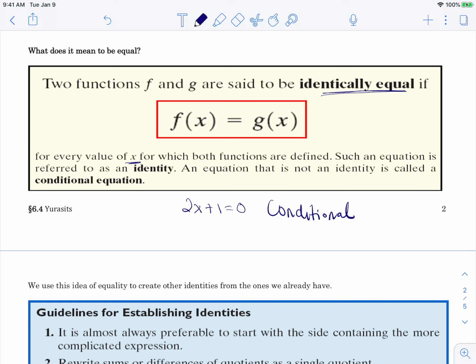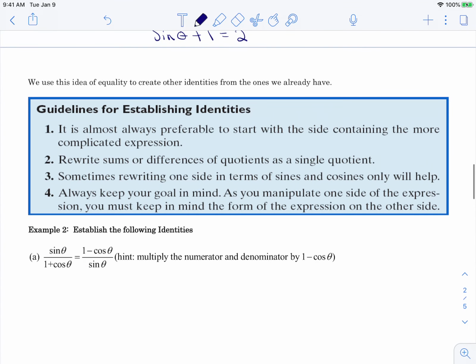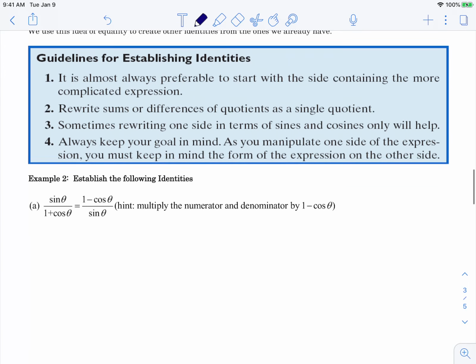So bring us back to like the section before, it would say like sine theta plus 1 equals 2, solve. Well, that was a conditional statement because you would get one value for theta that worked. Where here, we're going to have infinite amount of values for theta that will work. So here's how it's going to go.